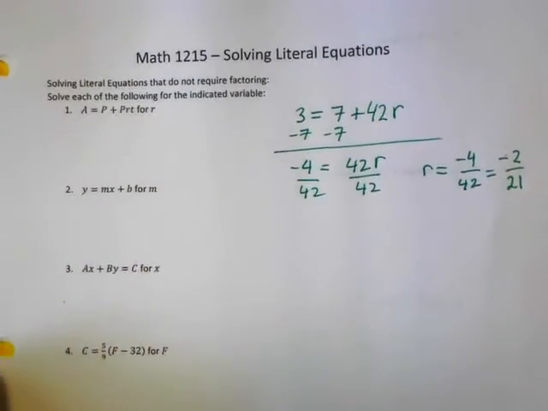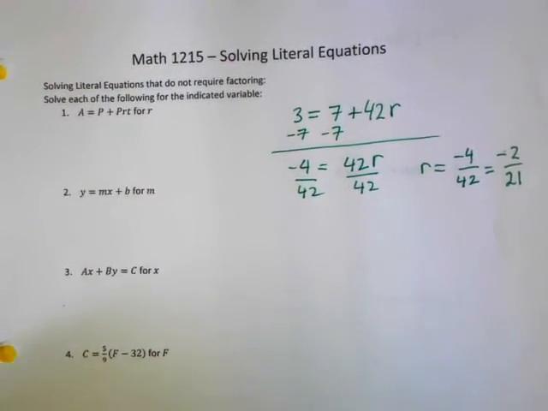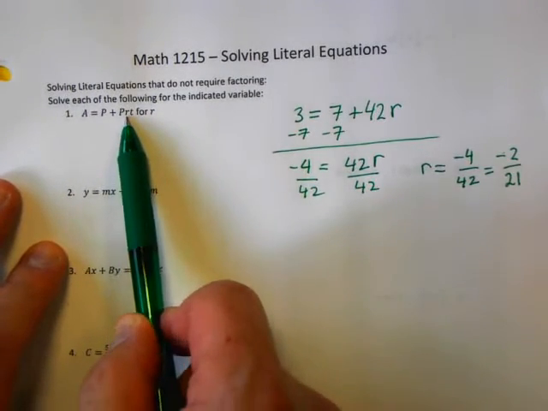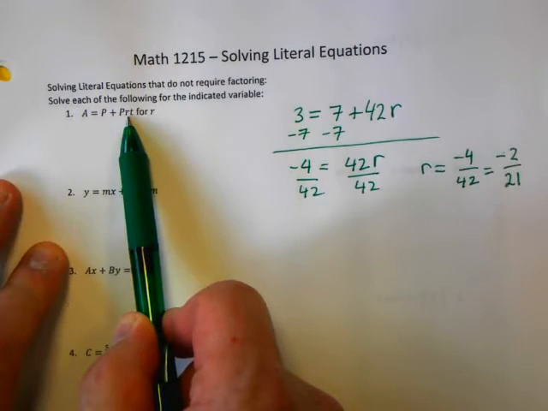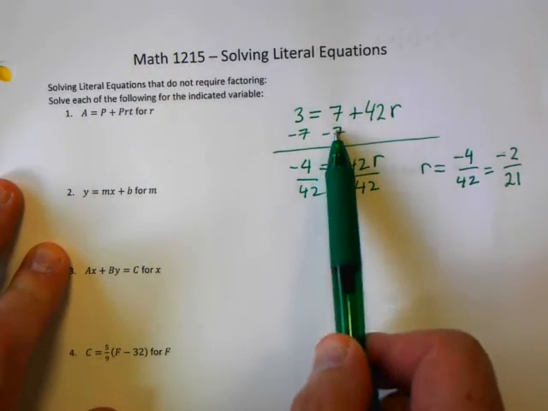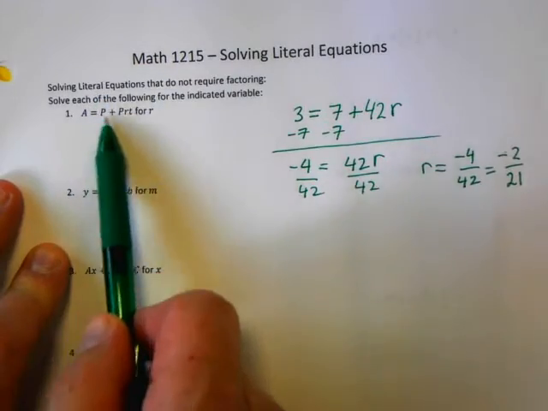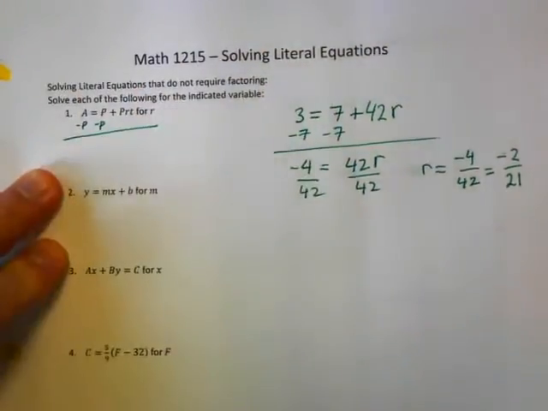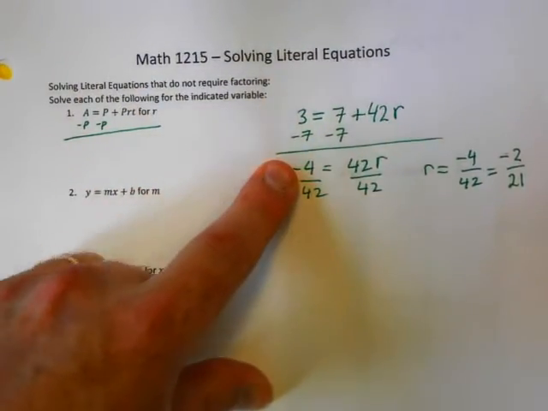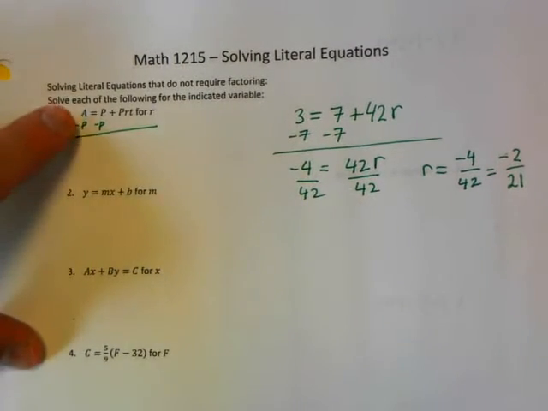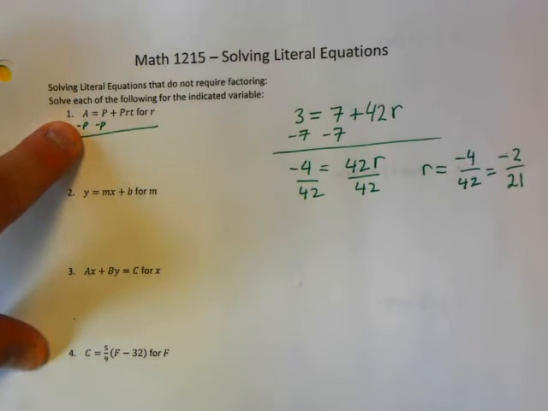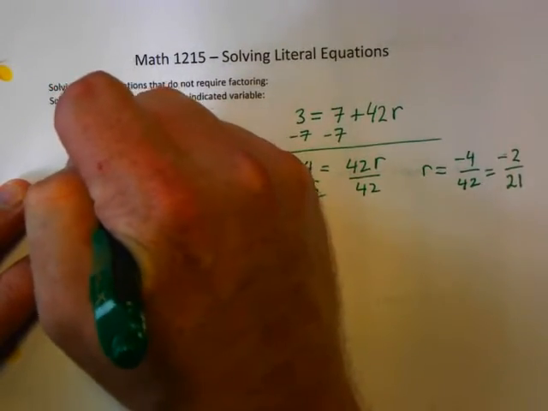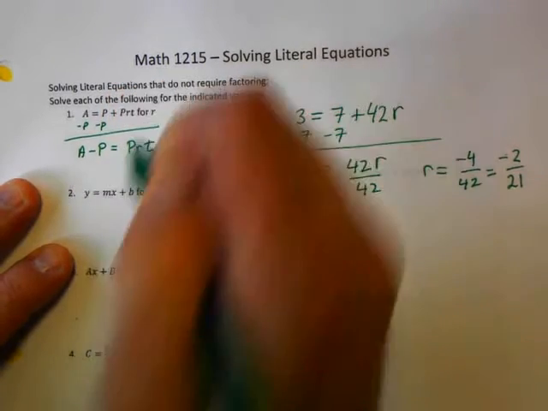Couldn't see my final answer there. Slide it over. Okay, so we're trying to get this R right here all by itself. So what would you do? Subtract the P. Just like over here you subtracted the 7, you do the adding and subtracting first. So we're going to subtract P. The big difference is when we did 3 minus 7 over here, we could call that minus 4. What do we have to call A minus P over here? A minus P. You can't combine those, can you? They're different letters. A minus P equals PRT.